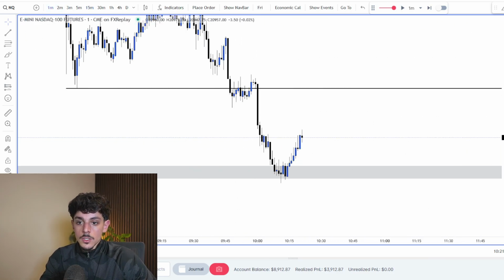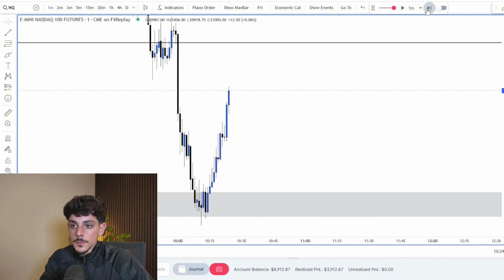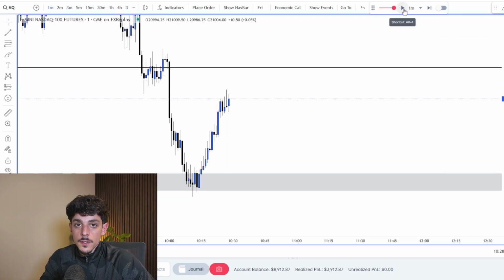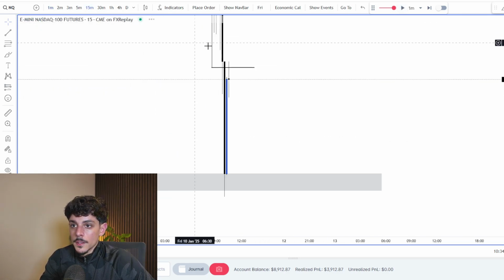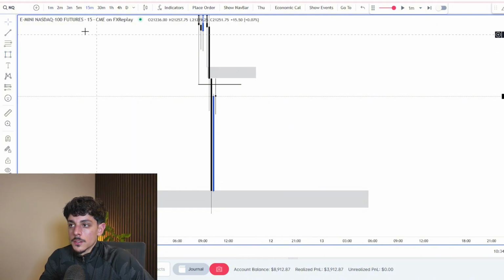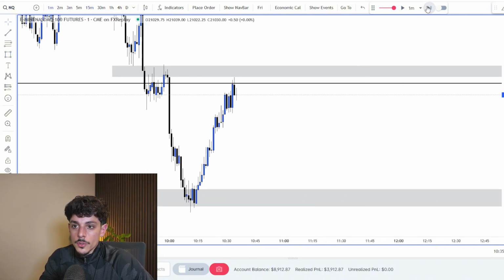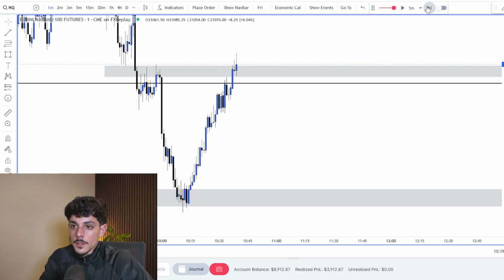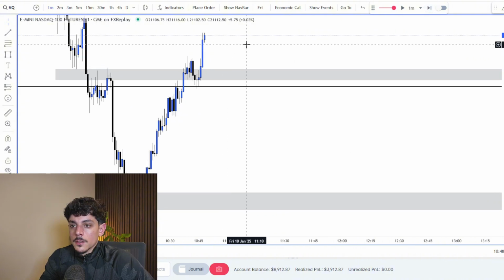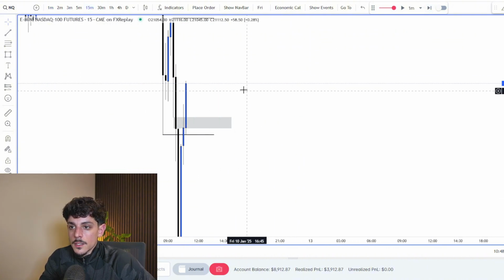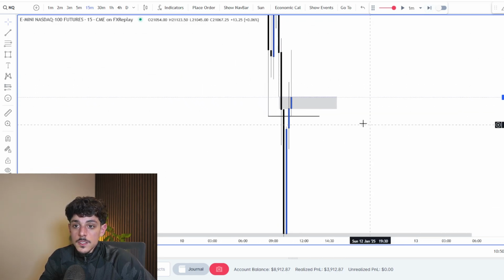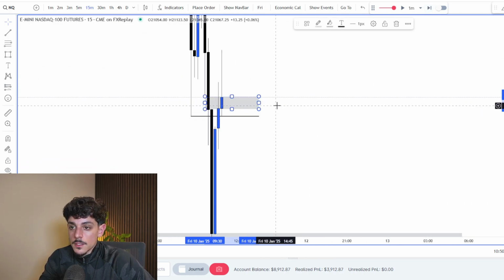So let's take a look at what's going to happen here. Right now we just filled the entirety of that fair value gap. So we have a gap here that we could potentially look for either a short or a long back inside. So boom, right here we're still inside this 15-minute fair value gap. As you guys can see, we are still inside this 15-minute fair value gap.